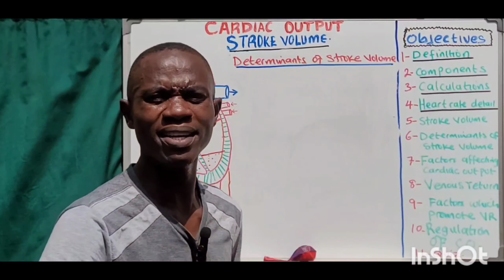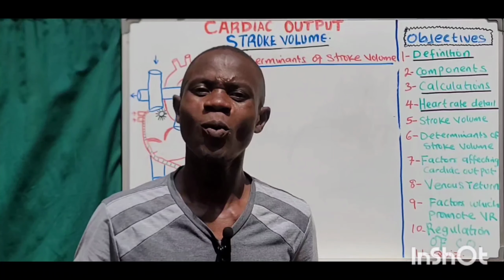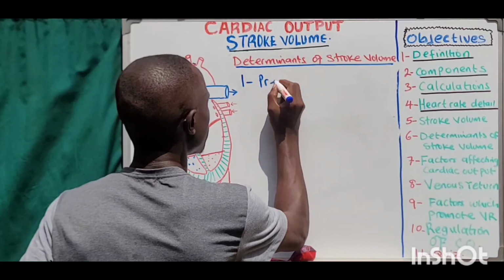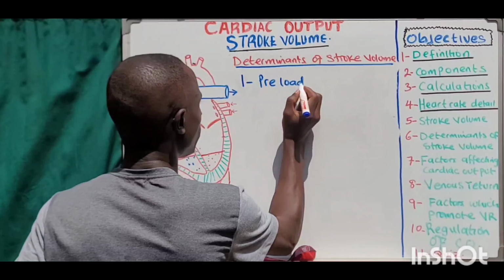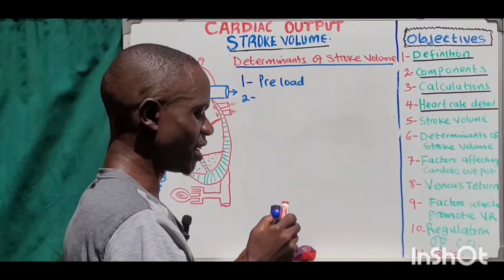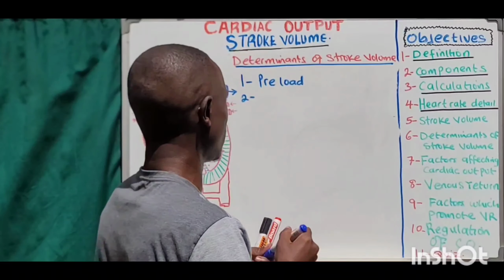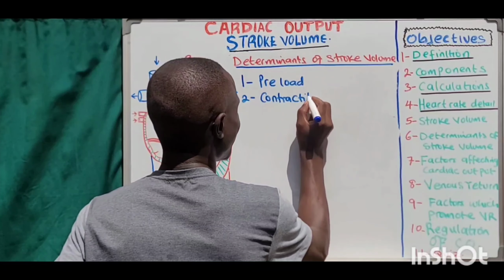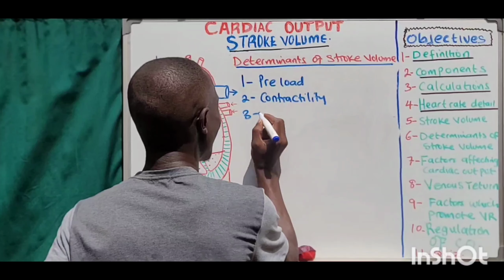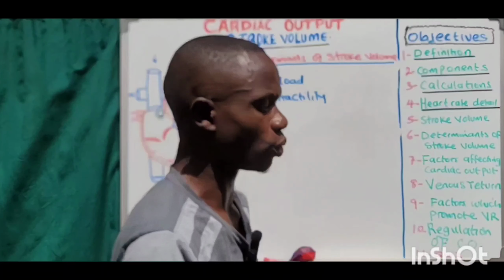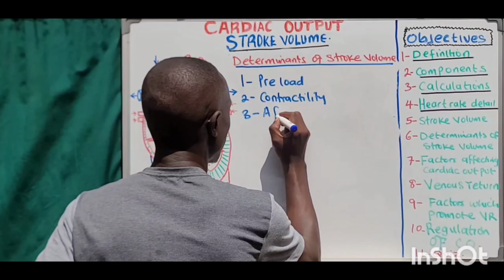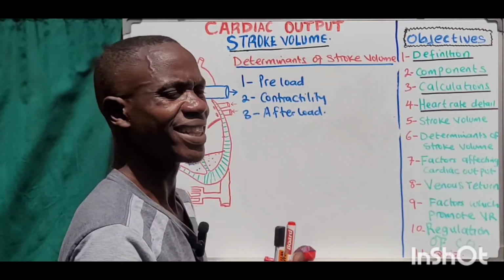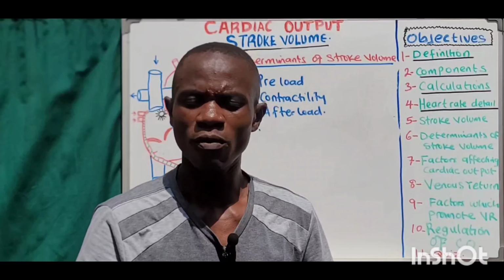There are going to be three main determinants of stroke volume. What are these three determinants? The first one is preload. The second one is contractility. And the third one is afterload. These are the three main determinants of stroke volume.